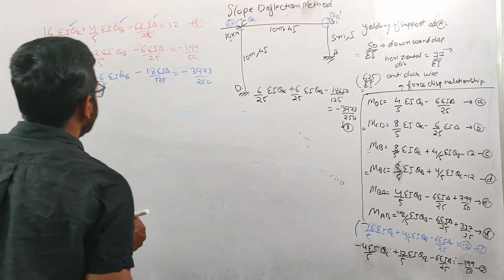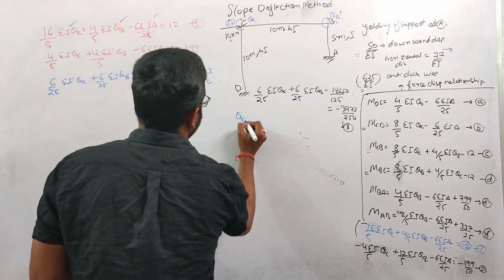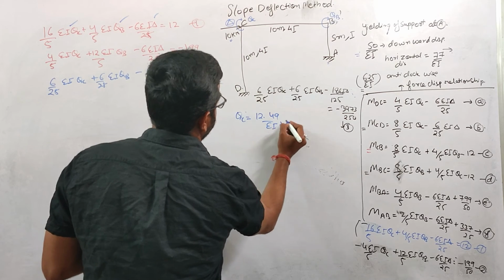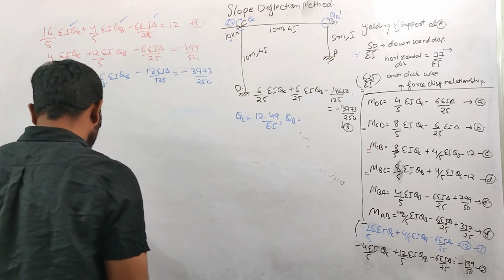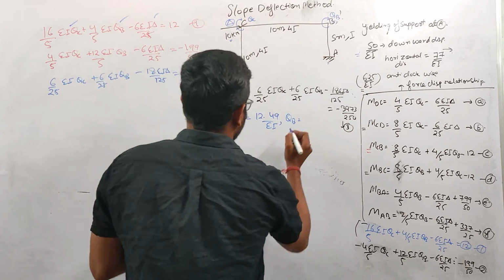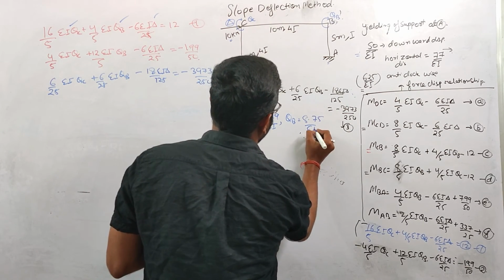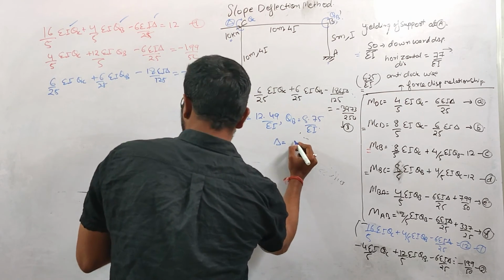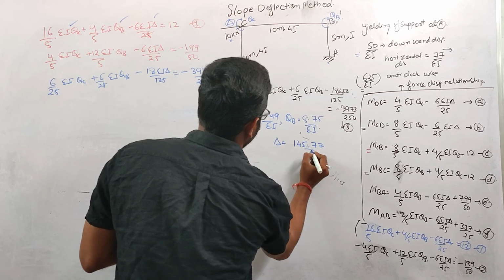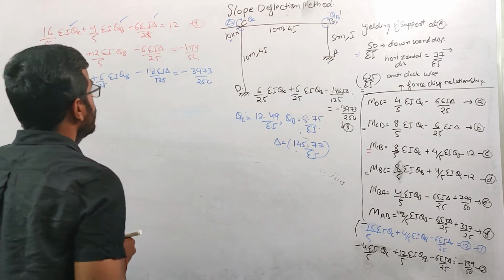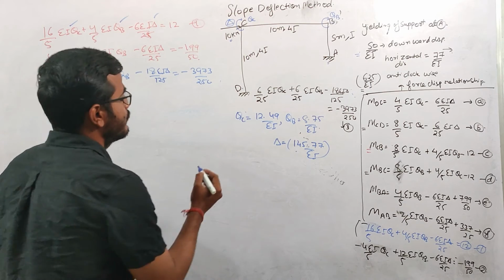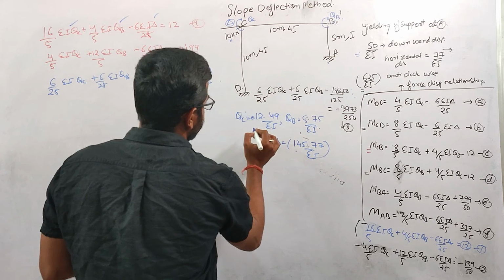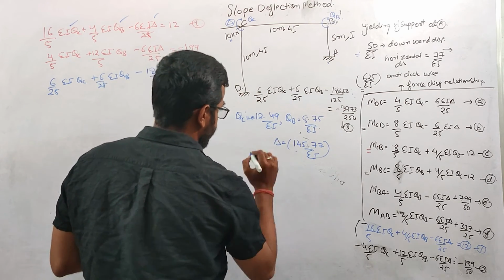So guys, the values which we are getting over here are theta c equals 12.49 over EI, theta b equals 8.75 over EI, and delta equals 145.77 over EI. So this is the value which we are getting. The positive sign shows that this rotation is clockwise, and this delta, the direction which we have assumed, is correct.